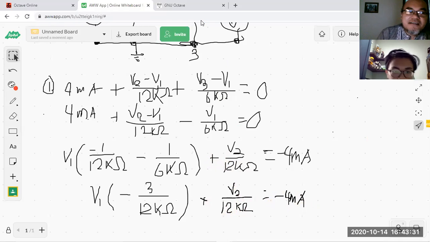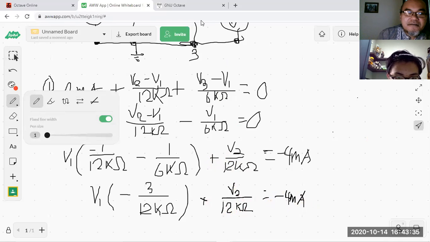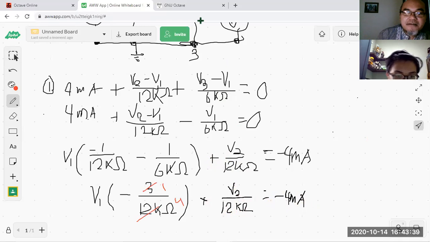Although this one you can still simplify further actually. So this becomes 1 over 4 kilo ohm, right? But it doesn't matter, it's okay. So please continue with the second node.